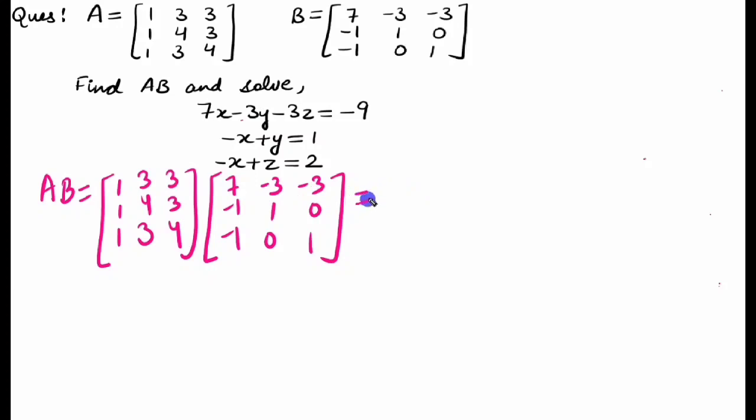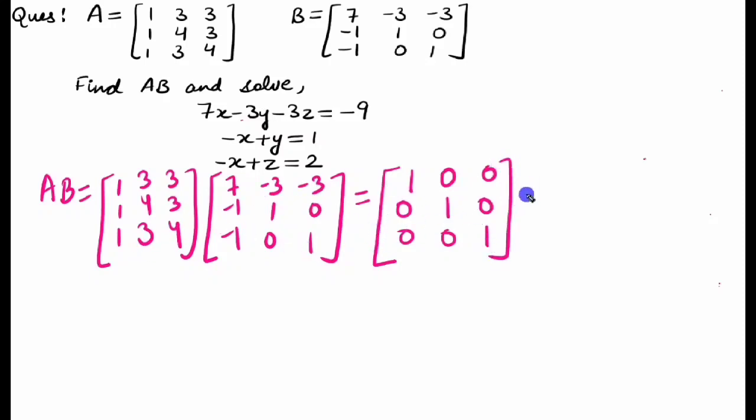After multiplication, what we will be getting here is 7 minus 3 minus 3. So this will be 1. The next element would be minus 3 plus 3, 0. Third element would be minus 3 plus 3, which will again be 0. For this element, 7 minus 4 minus 3 will be 0. This will be minus 3 plus 4, which is 1. Minus 3 plus 3 would be 0. 7 minus 3 minus 4, this would be 0. Minus 3 plus 3 would be 0. And minus 3 plus 4, this would come out to be 1.